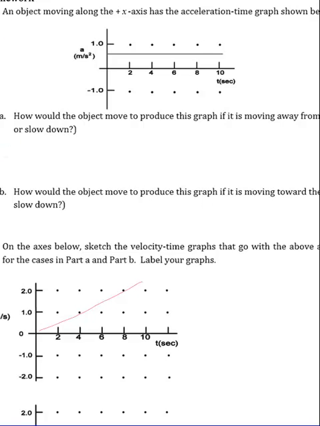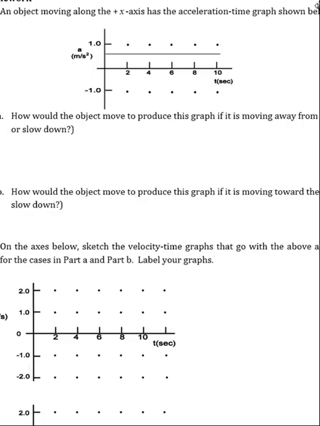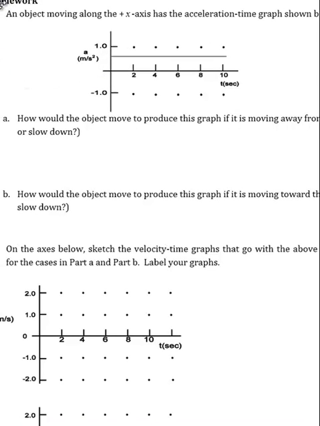Alright, so this sheet is close to being the end of the lab. It says homework there at the top because it really is something you can do without data collection. Okay, so an object moving along the positive x-axis has the acceleration time graph shown. How would the object move to produce this graph if it was moving away from the origin?